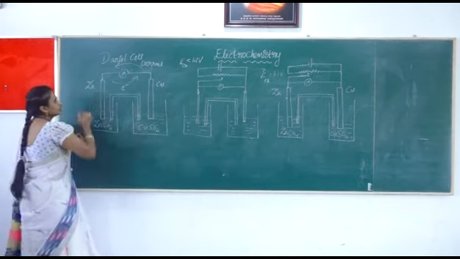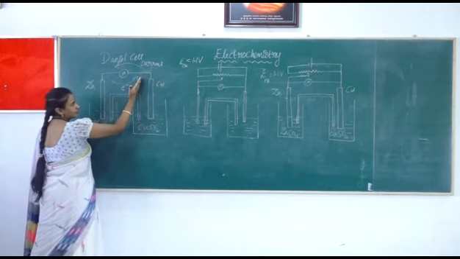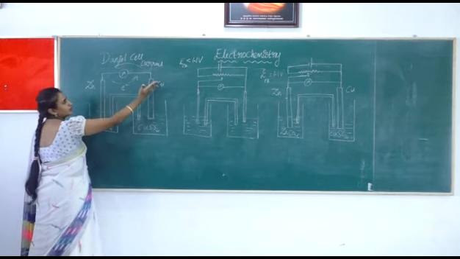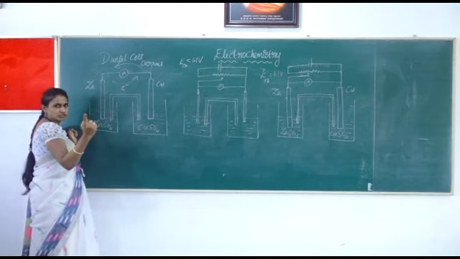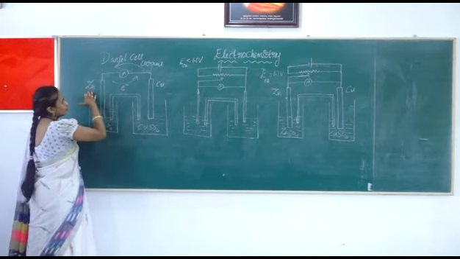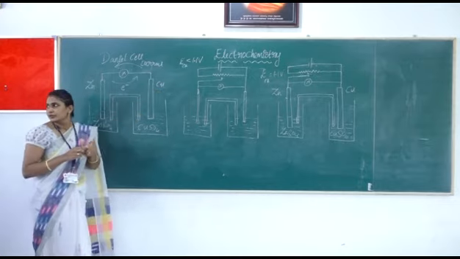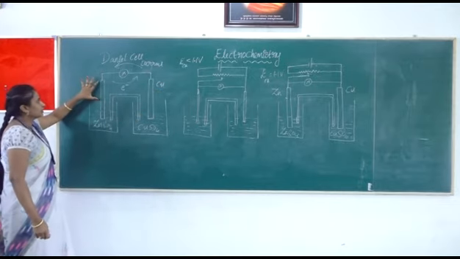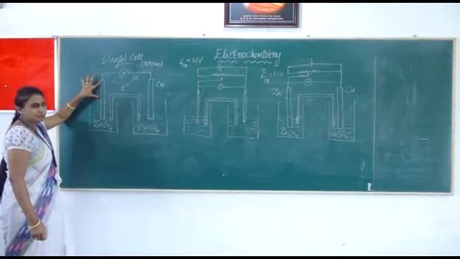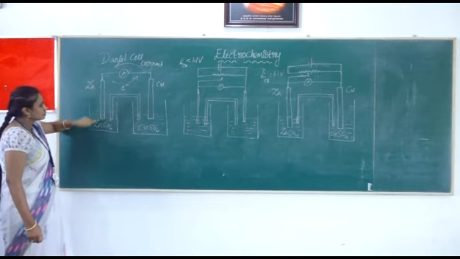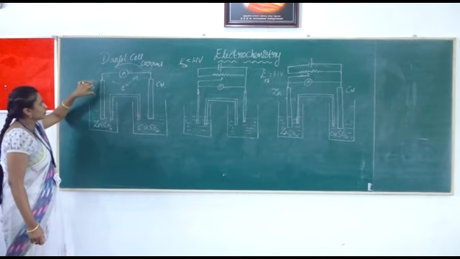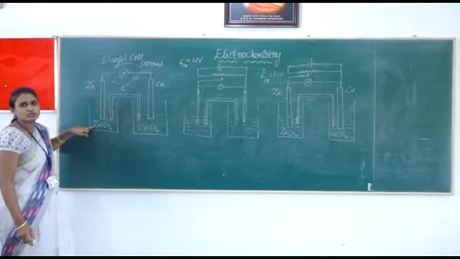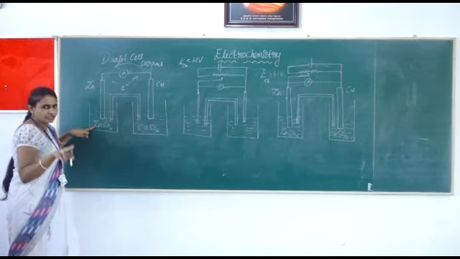Now, if current is applied, the current flows from copper to zinc, and similarly the electrons flow opposite to the current, from zinc to copper. This is called an electrode, and this is called an electrolyte. The potential difference that exists between the electrode and the electrolyte is called the electrode potential.